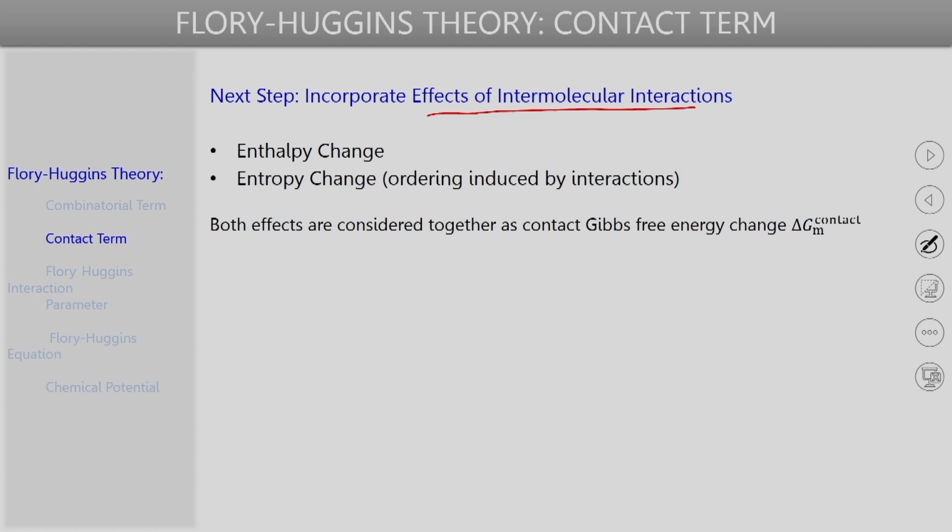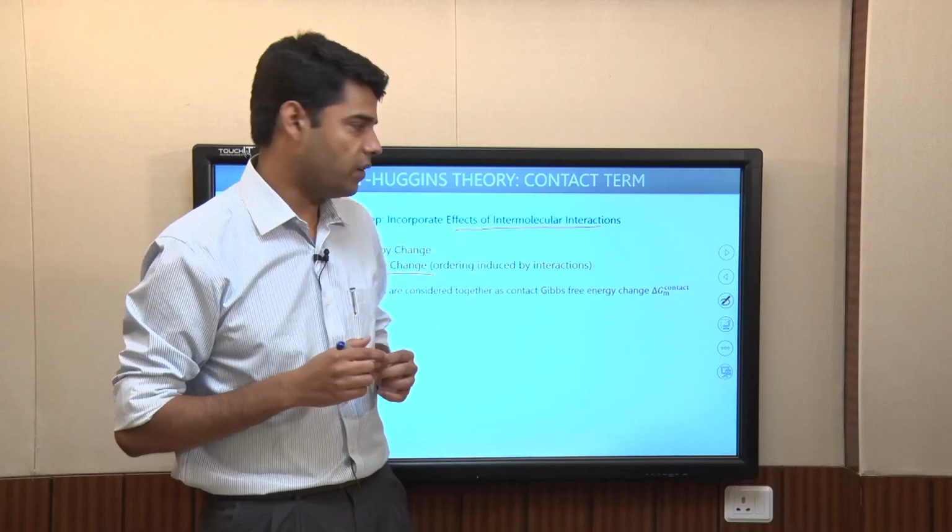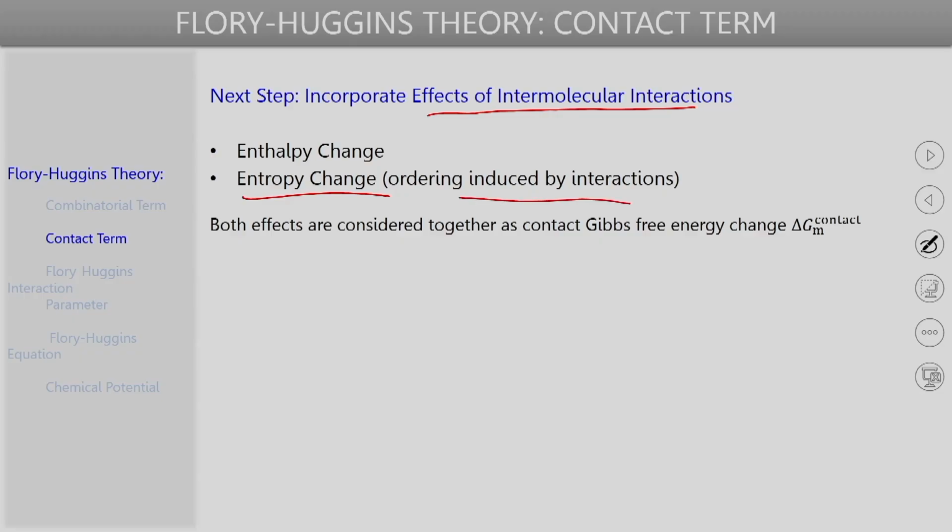But that will not be the only effect of these intermolecular interactions. Apart from a non-zero enthalpy change of mixing, the entropy change of mixing will also be affected by the presence of intermolecular interactions. The reason for this is that these interactions might lead to some kind of ordering, or some kind of reduction in the randomness of the arrangement of molecules. So, the presence of interactions can result in some kind of ordering, and that in turn can lead to an additional entropy change apart from the combinatorial entropy change that we already discussed previously. So, this ordering induced by interactions is the other effect.